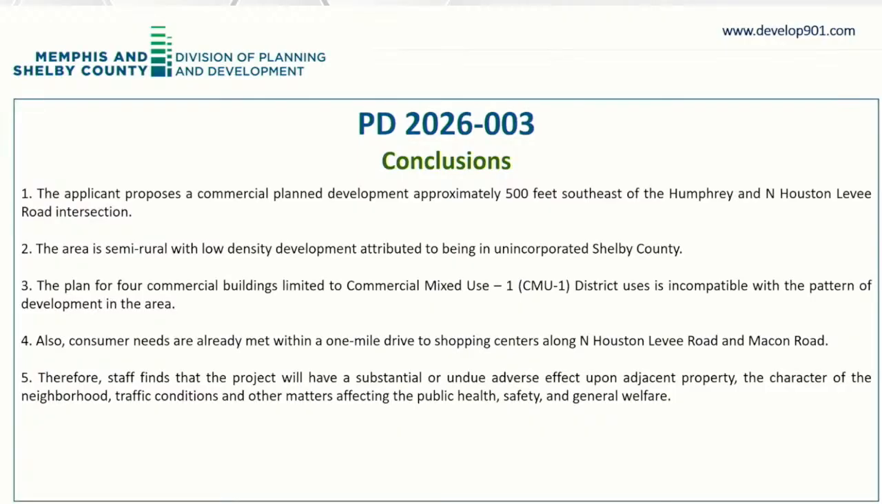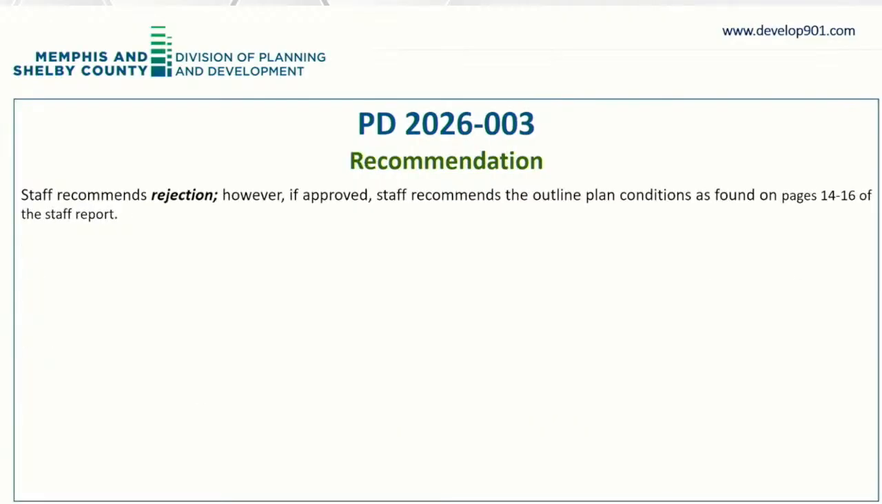Also, there is access to commercial needs and uses not far away within a 1-mile drive, right up the road, up North Houston Levee Road and Macon Road. So for these reasons, staff finds that this project would have substantial and undue adverse effect on adjacent property owners, and it does not meet the character development for the area. So we are recommending rejection.